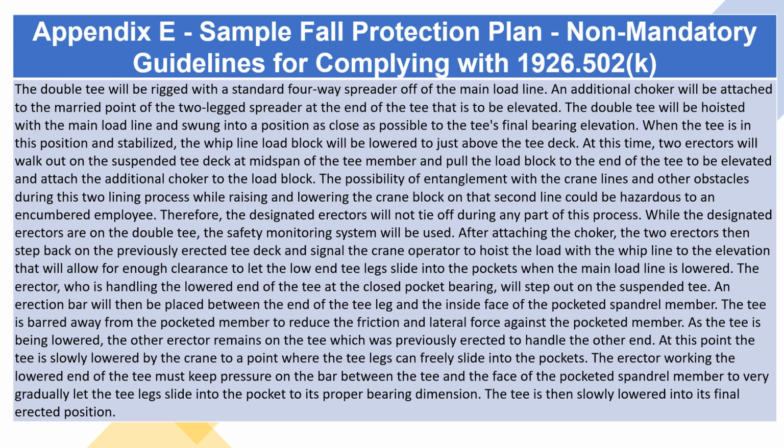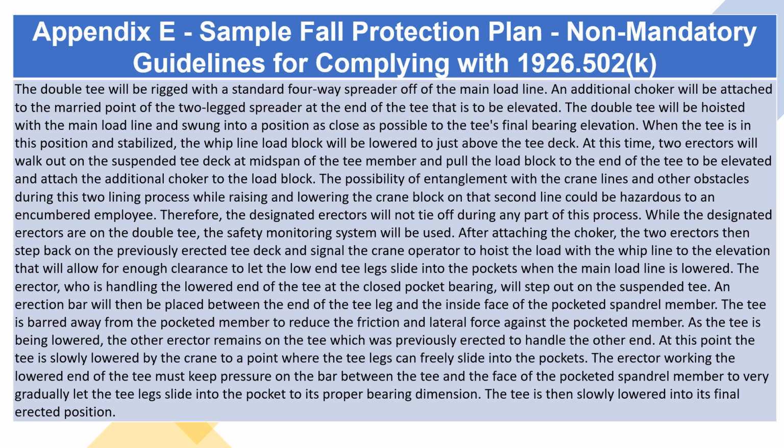The double T will be hoisted with the main load line and swung into a position as close as possible to the T's final bearing elevation. When the T is in this position and stabilized, the whip line load block will be lowered to just above the T deck. At this time, two erectors will walk out on the suspended T deck at mid-span of the T member and pull the load block to the end of the T to be elevated and attach the additional choker to the load block.